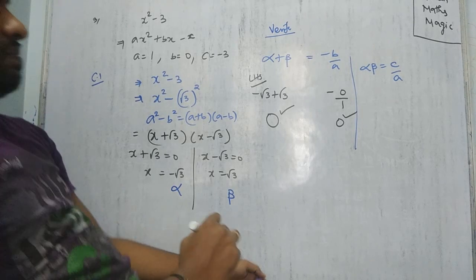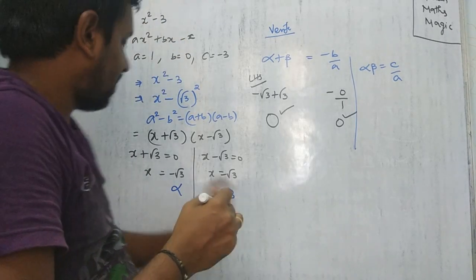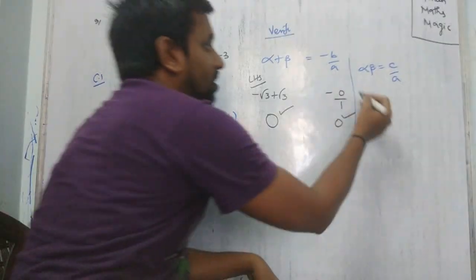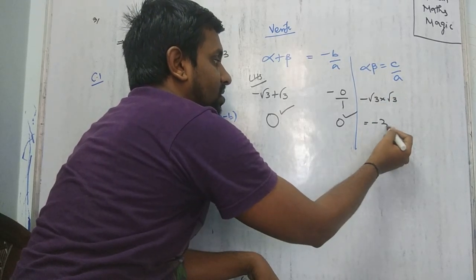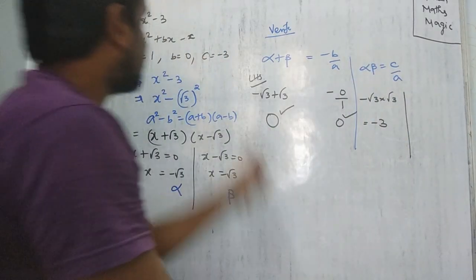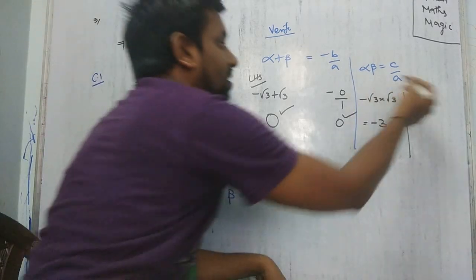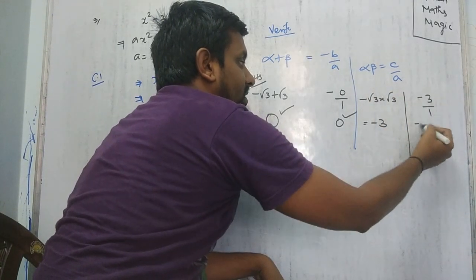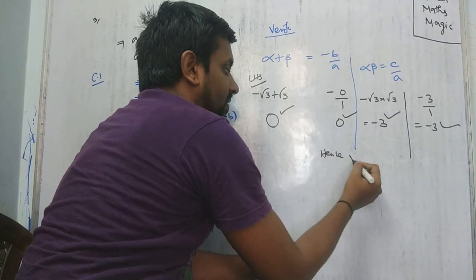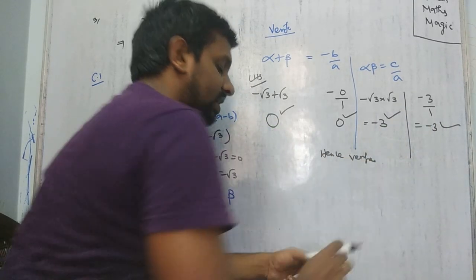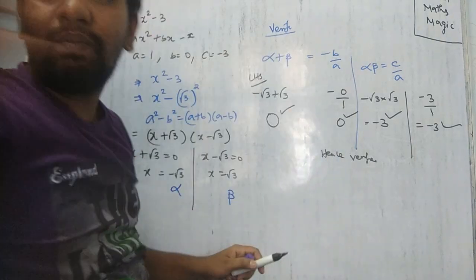And the next one, alpha beta equal to c by a. Alpha beta is minus root 3 times plus root 3. Multiplying minus root 3 and plus root 3, what do we get? Minus 3. c by a: in place of c, minus 3 by 1. Minus 3 by 1, answer minus 3. Here also minus 3, here also minus 3. Hence verified. Next, example number 3 completed.